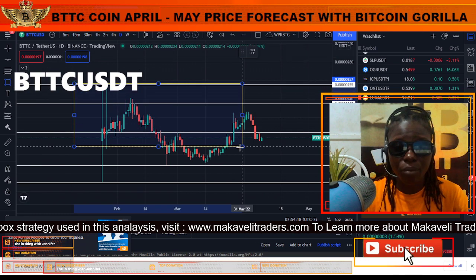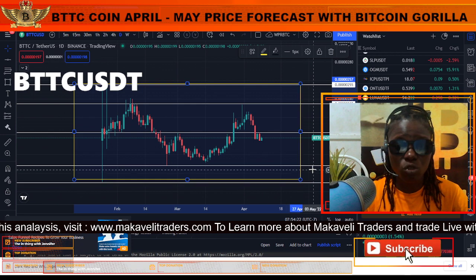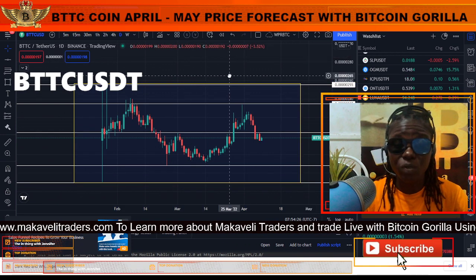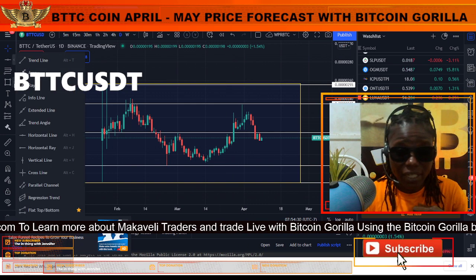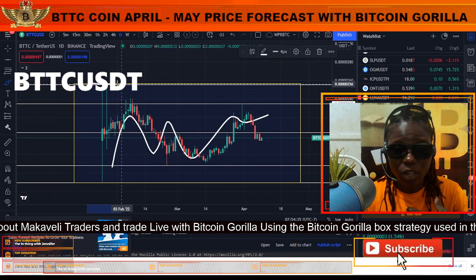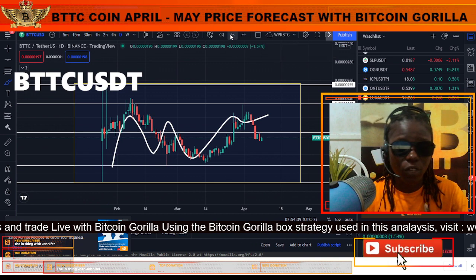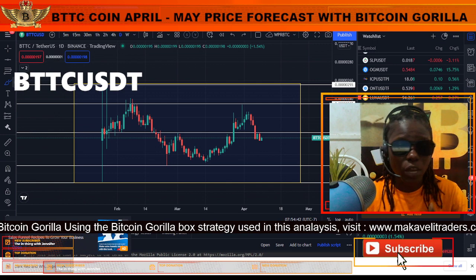I'm going to go ahead and bring in the Bitcoin Gorilla box strategy, because obviously I cannot really make sense of any of this market otherwise. This market is stuck in a range, a consolidation that is still within the range of this move. So very interesting and something to take note of. Let me finish drawing the box, then I can explain what we should expect.